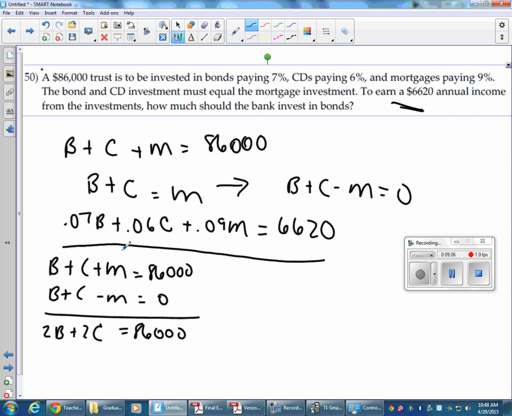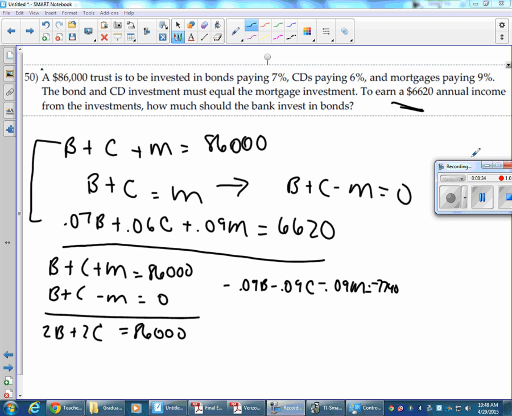And if I want to use something else and have the m's cancel, why don't I do the first line and the last line? And I'm going to multiply the first line by a negative 0.09. Negative 0.09b minus 0.09c minus 0.09m equals 86,000 times negative 0.09, which would be negative 7740. And the bottom line is going to be just like it was given to me. 0.07b plus 0.06c plus 0.09m equals 6620.